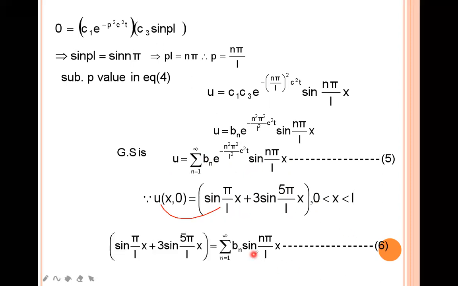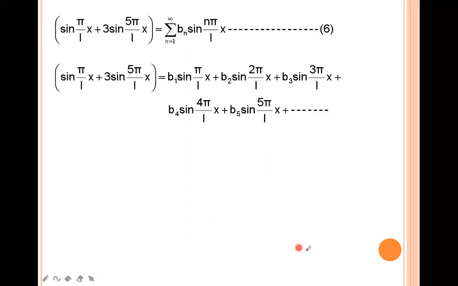Now expand this. Put n = 1, 2, 3 and so on, up to where 5πx/L is there. So consider the terms n = 1, 2, 3, 5 and so on. Put n = 1, b1 sin(πx/L), n = 2, b2 sin(2πx/L), n = 3, b3 sin(3πx/L), plus so on. Now comparing these two, b1 = 1 and b5 = 3, and all the remaining values b2 = 0, b3 = 0, b4 = 0 and so on.